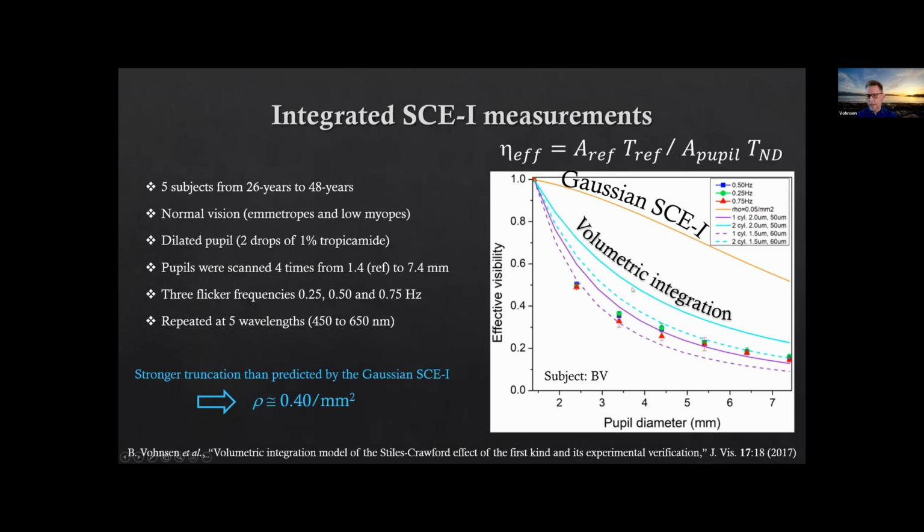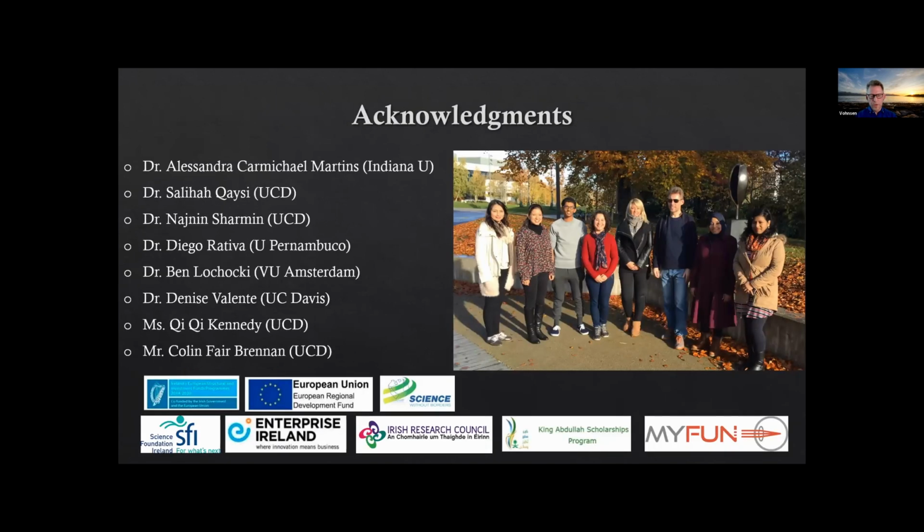And there you see basically the 1/x type of dependence for the volumetric integration curves, following quite closely to the dots. And if we had just done the normal Gaussian Stiles-Crawford integration, we would have obtained the orange curve. So what can we learn from this? Well, we can learn that the volumetric integration in actual normal vision, compared to Maxwellian light, gives a much stronger truncation than predicted by the Gaussian Stiles-Crawford effect. It's nearly an order of magnitude stronger cutoff, and it actually doesn't make a good fit to a Gaussian. So at that point, I just want to thank you for your attention, and I'm open here for questions, and thank you to the team also who have really been involved with all of this work.